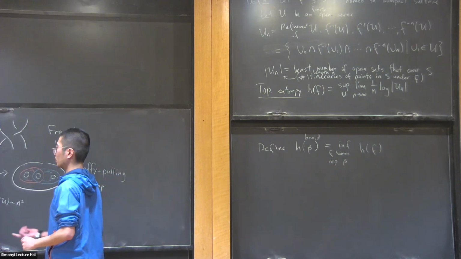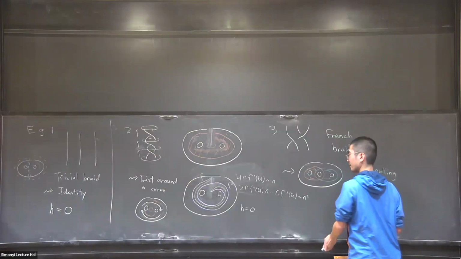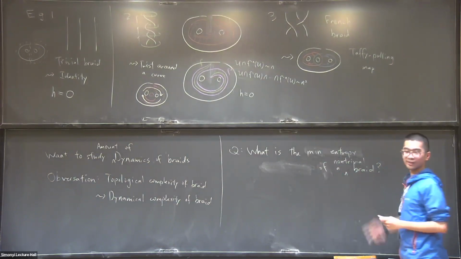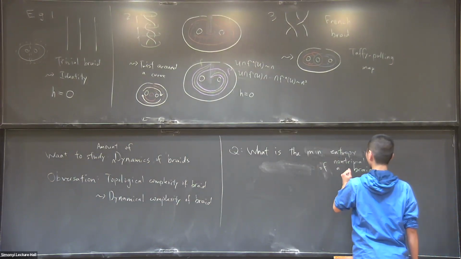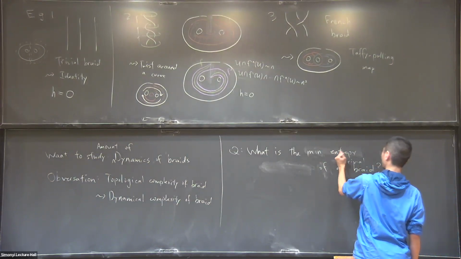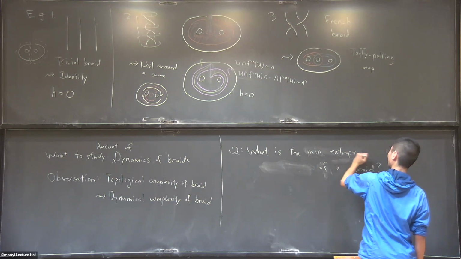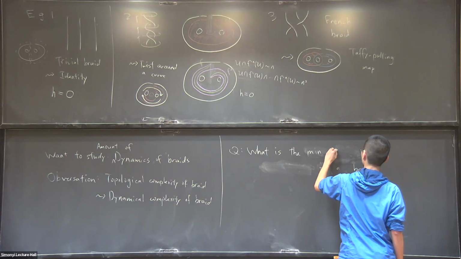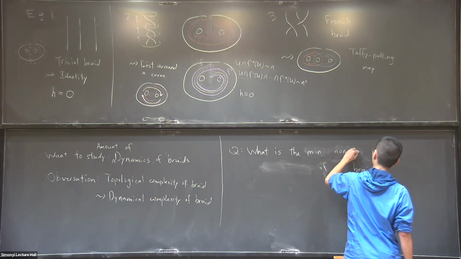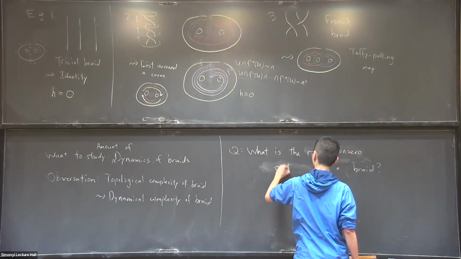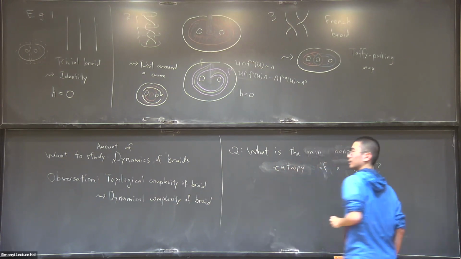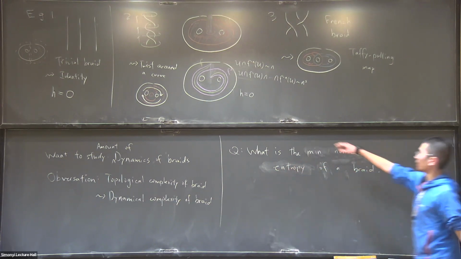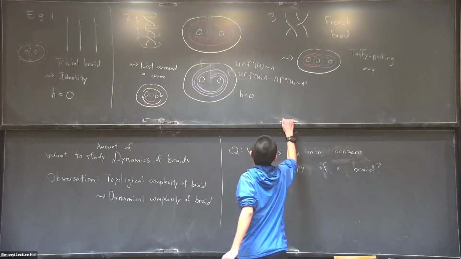Okay, so, well, that answers our questions, doesn't it? So the answer is also 0. But you know, we want an interesting question. So let's do this. What is the minimum non-zero entropy of a braid? What do you get for the French braid? Yeah, so I'm going to get to that right now.